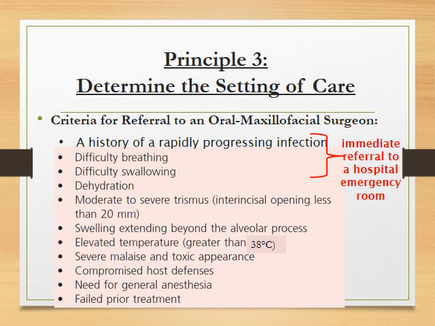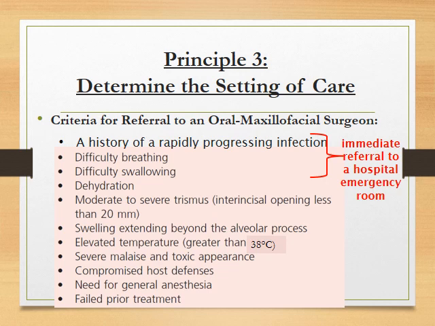that indicate the referral of the case to an oral and maxillofacial specialist is moderate to severe trismus. When I measure the interincisal distance, if it is between 20 and 10 millimeters, I have a moderate trismus. Below 10 millimeters, I have a severe trismus. In these cases, I should refer the patient to a maxillofacial specialist. If I have an extraoral swelling or a swelling extending beyond the alveolar process, this may need an extraoral incision for incision and drainage, so I should refer him to a maxillofacial specialist.